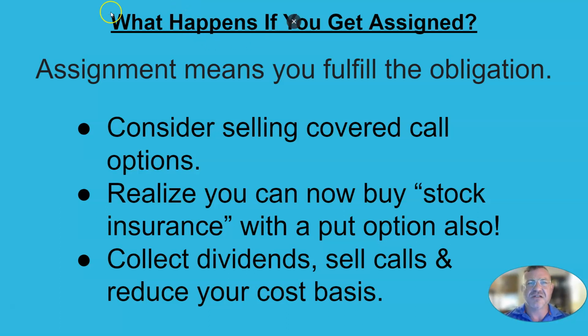That means you will get assigned, if at the end of 5 days the S&P 500 is below your strike price of 350. That means you buy 100 shares of S&P 500 or whatever stock. So what happens if you get assigned? Assignment means you fulfill the obligation. Well, at that point, you're going to consider selling covered call options.